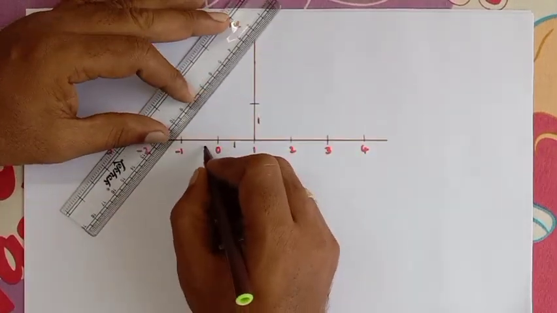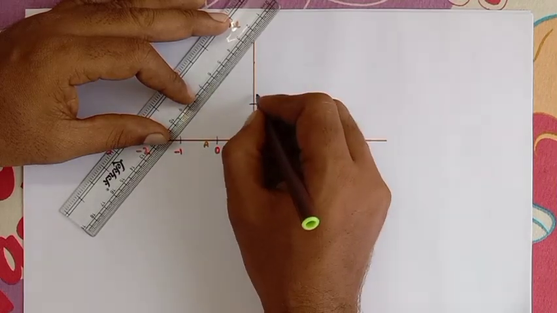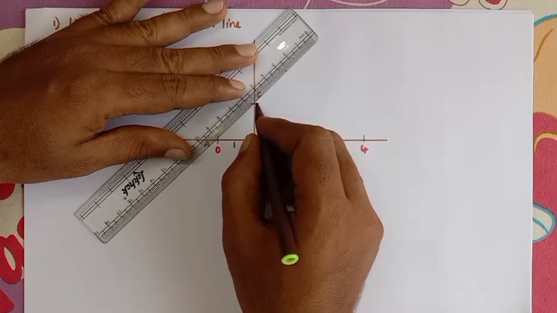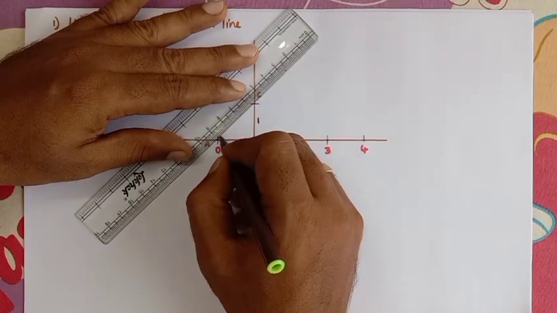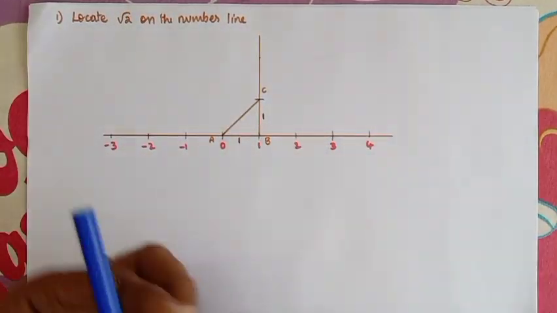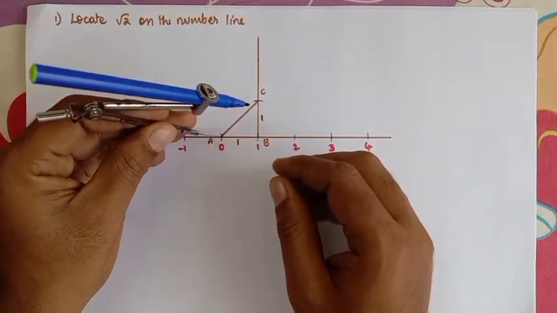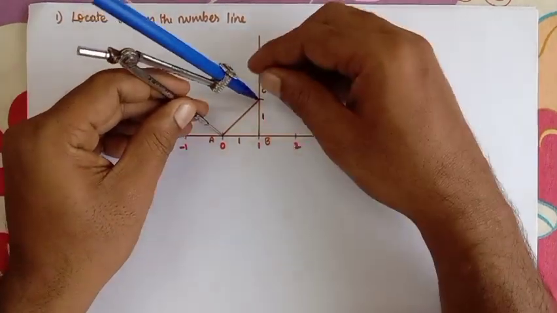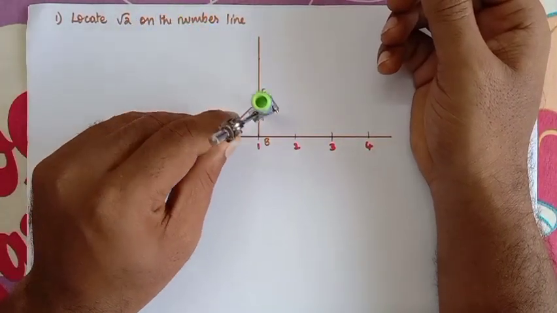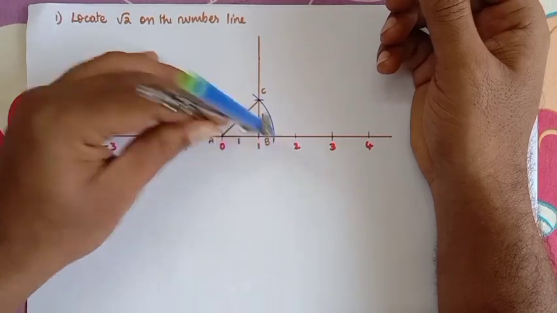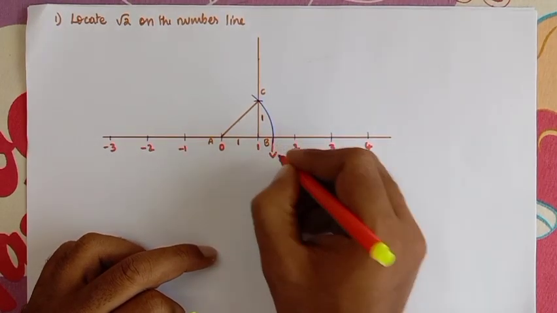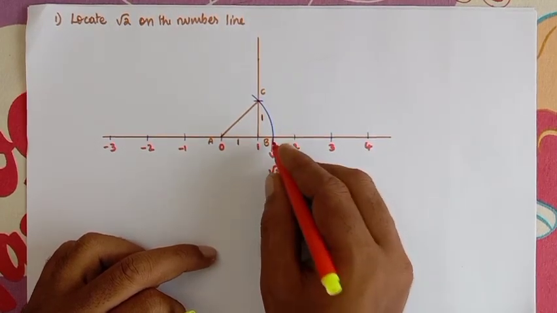Let this point be A, let this point be B, and let this point be C. I will join AC. Now I will take my compass and adjust it to the distance AC. Yes, it is adjusted. And now I will cut an arc with that. This point is root 2.